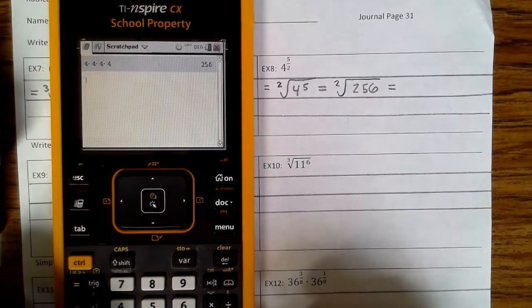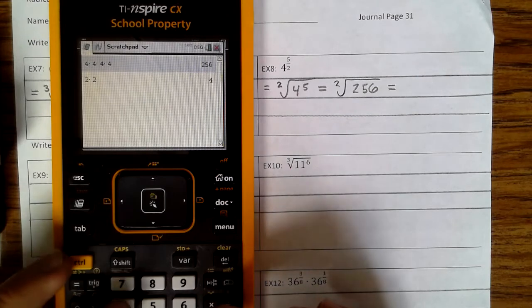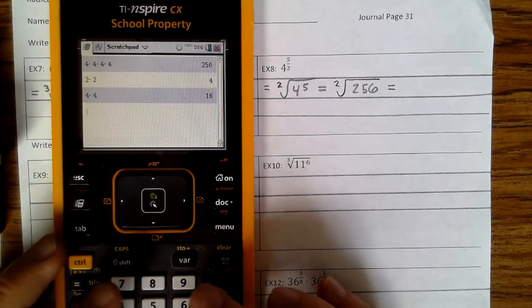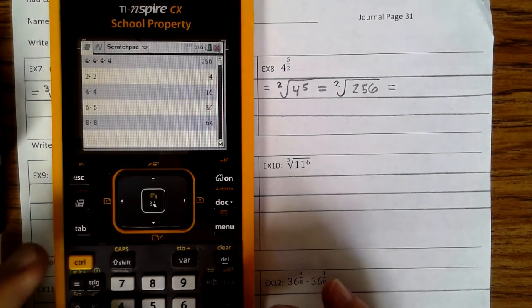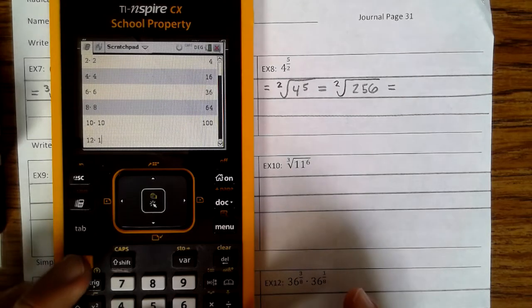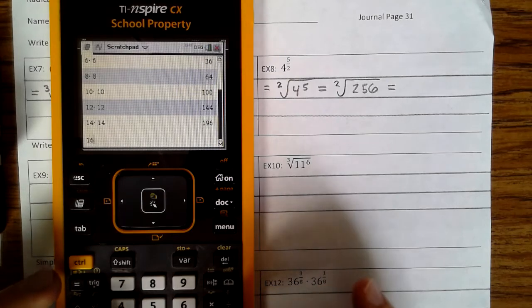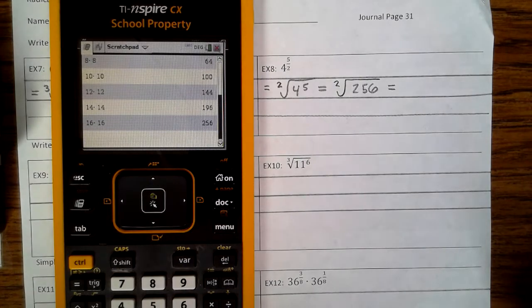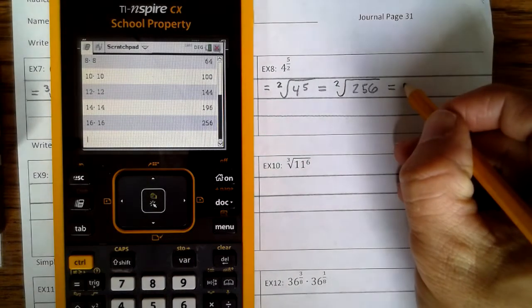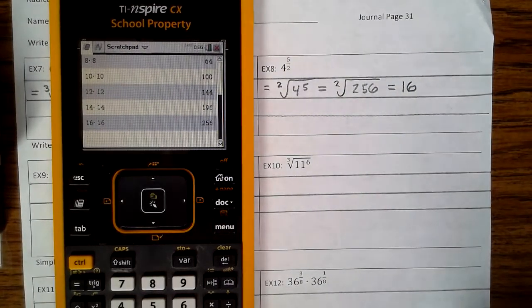So let's start. Let's try 2 times 2 is 4. That's too small. 4 times 4, 6 times 6. We know it has to be by 2s. 8 times 8, 10 times 10, 12 times 12, 14 times 14, we're getting closer. See, 16 times 16 is 256. So this is equal to 16. Okay, so I'll go ahead and finish up example 8.